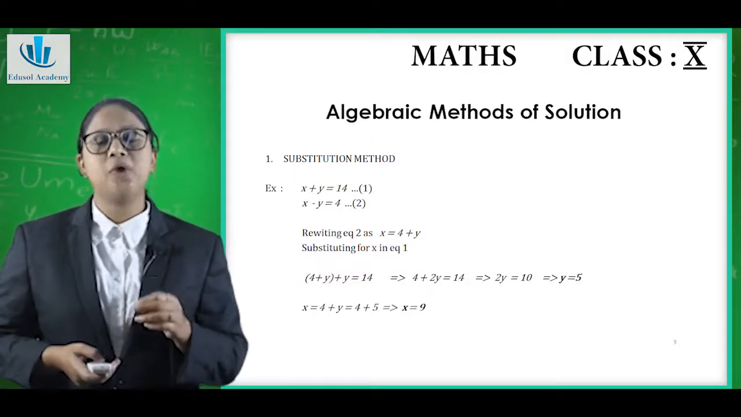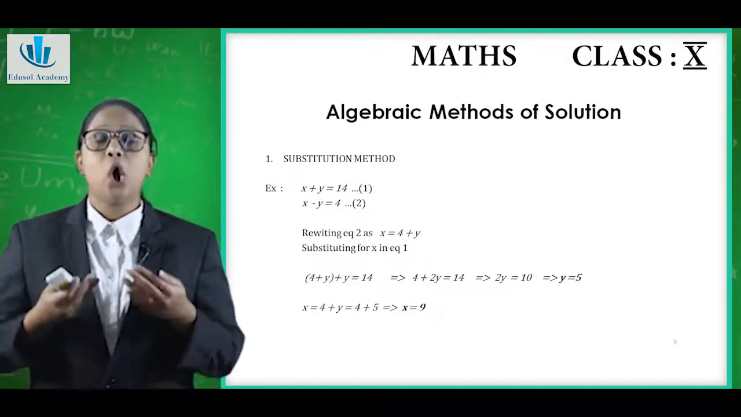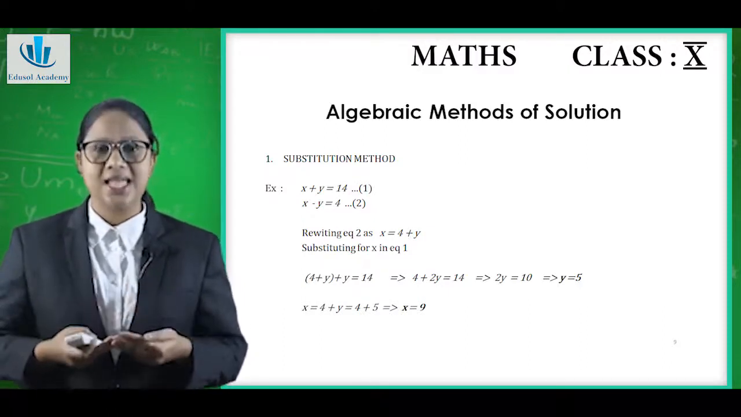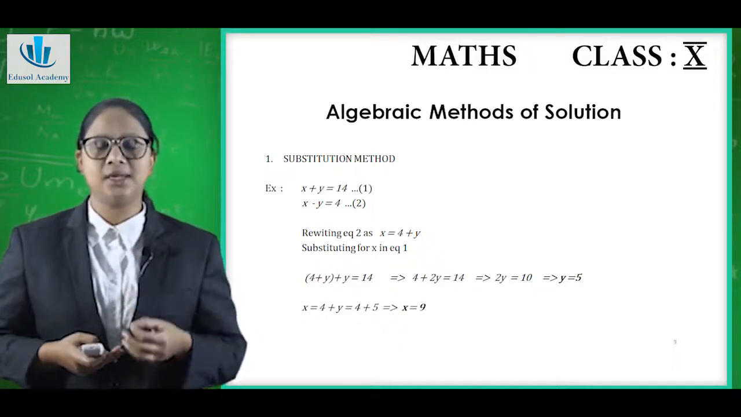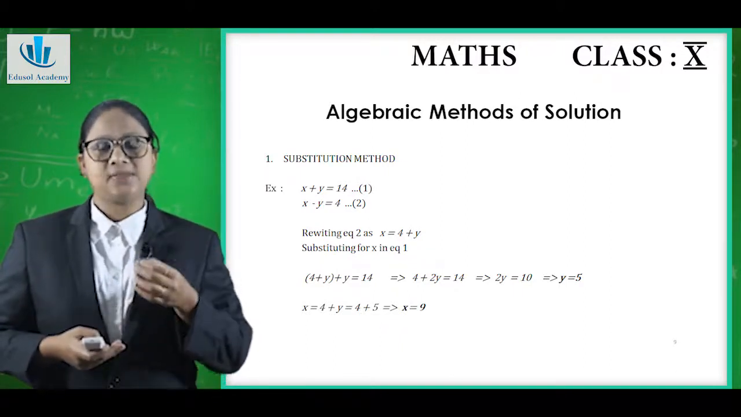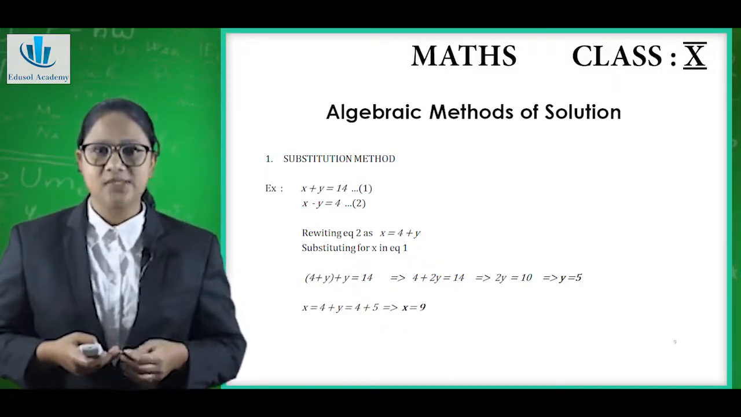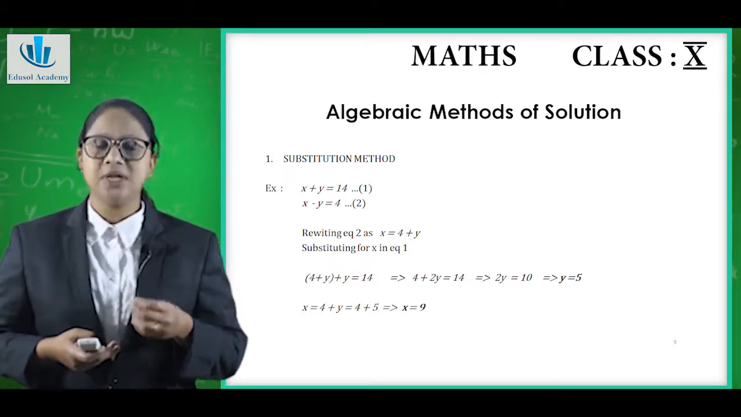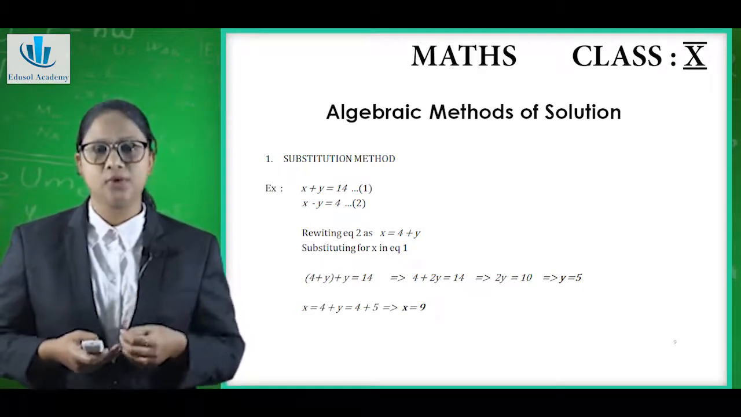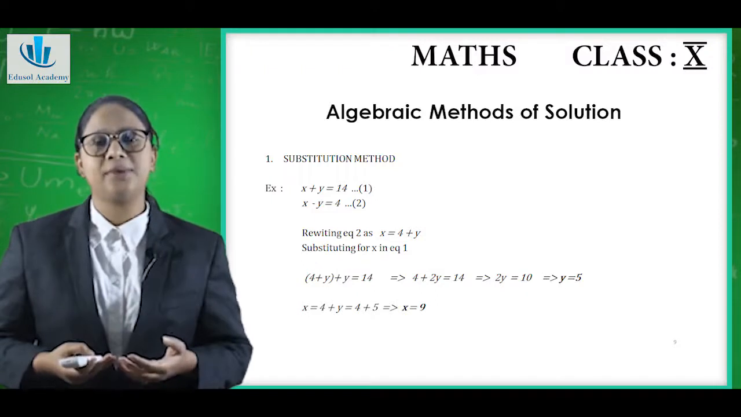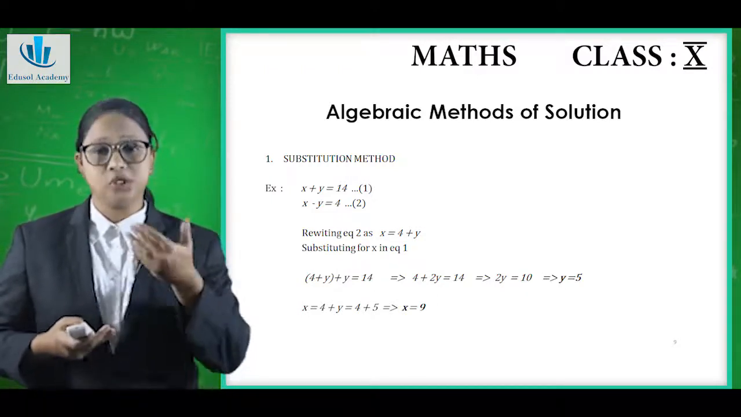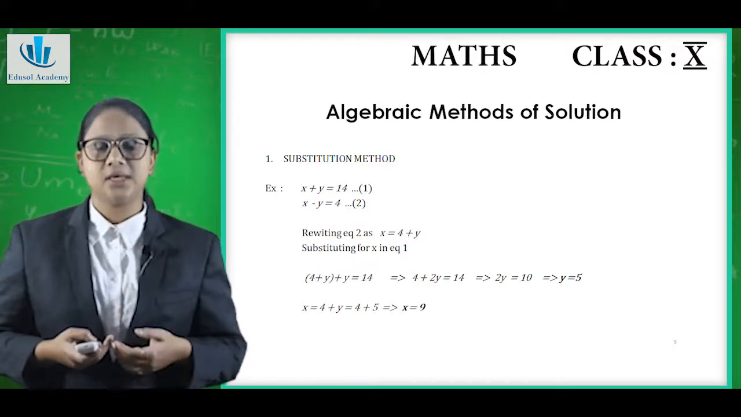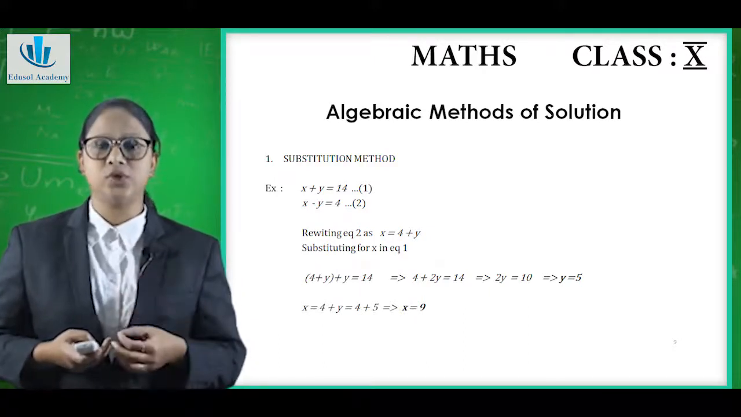Moving on to algebraic methods of solution. We already discussed that a system of equations is represented as a1x plus b1y plus c1 is equal to 0 and a2x plus b2y plus c2 is equal to 0. That is the algebraic representation of equations. Now let's see how we can solve them algebraically. The first method is substitution.